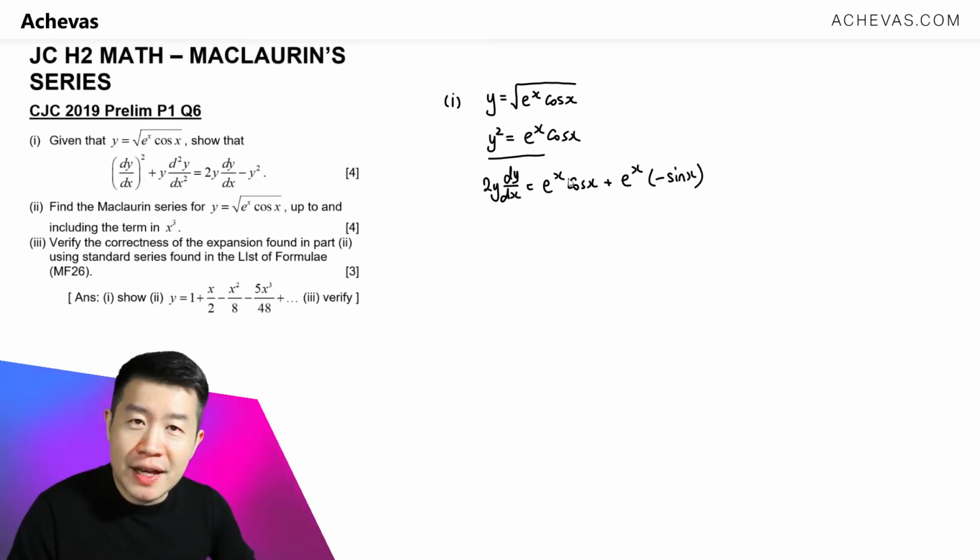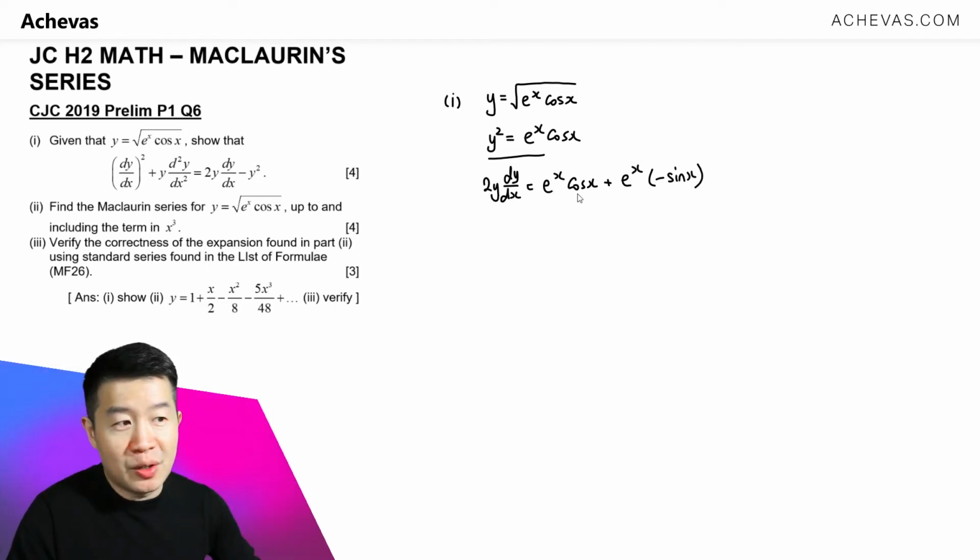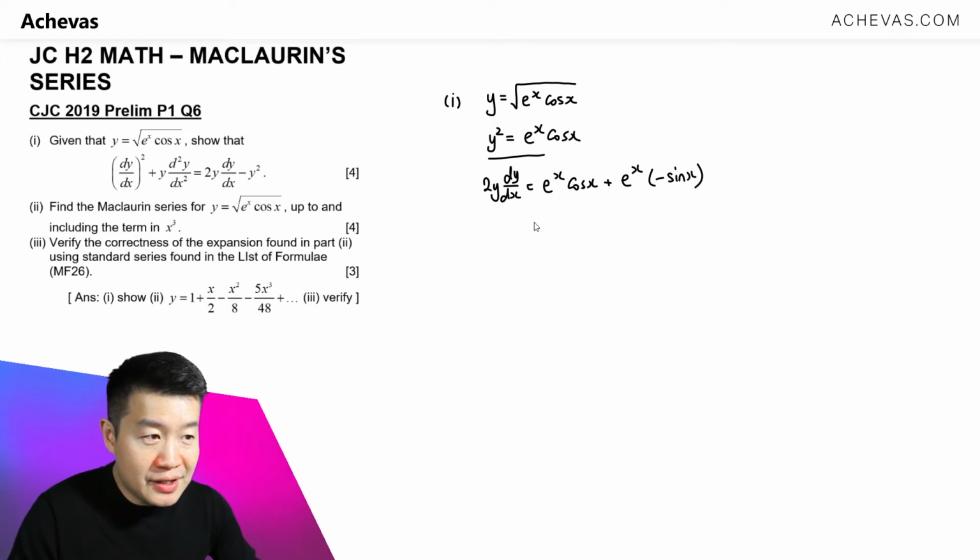And should we leave e to the power of x cosine x as it is? We should not. Why? Because if you were to look at what you are supposed to show, there is no e to the power of x, there is no cosine x, which means that as much as possible, if we can replace any of the e to the power of x cosine x by y, we should try to do that, and it is convenient here.